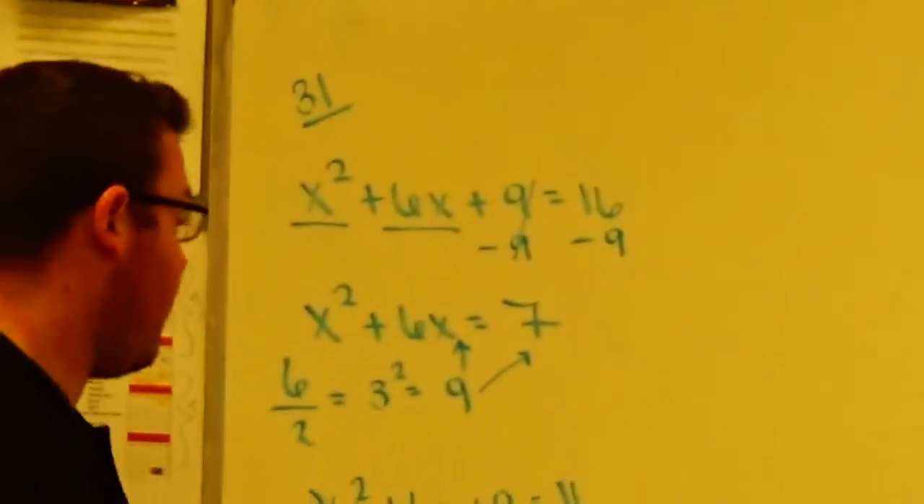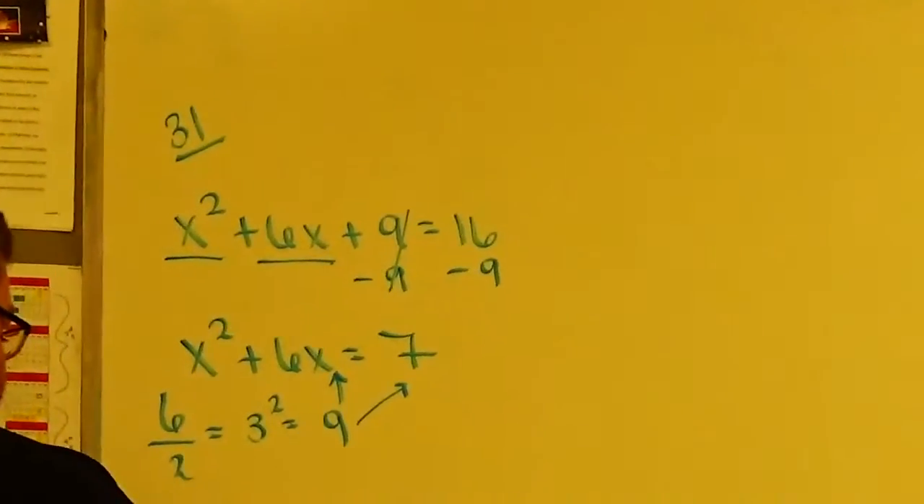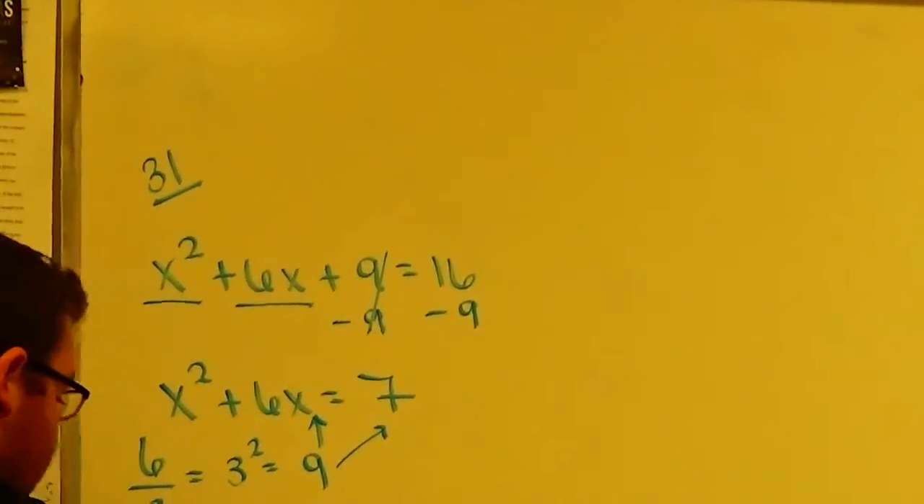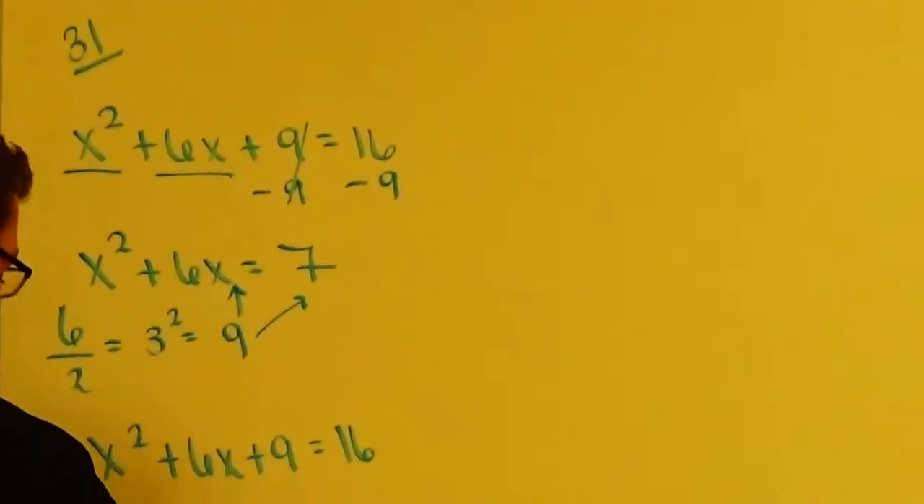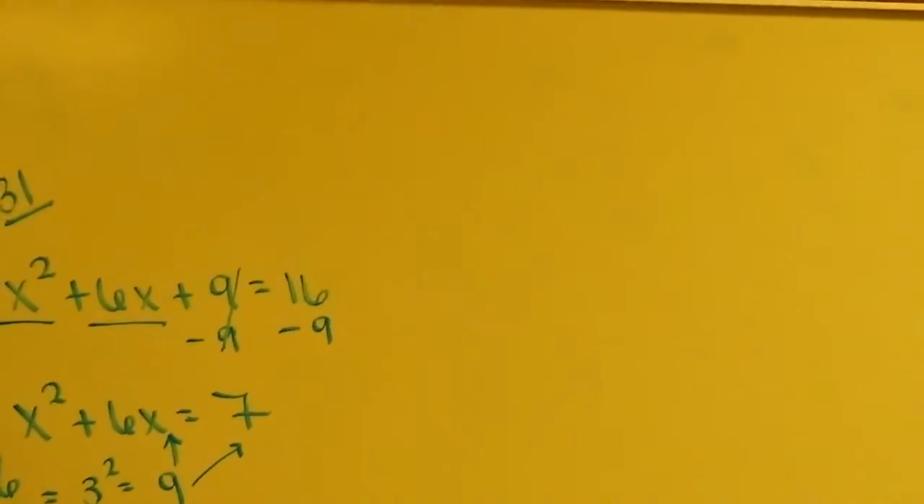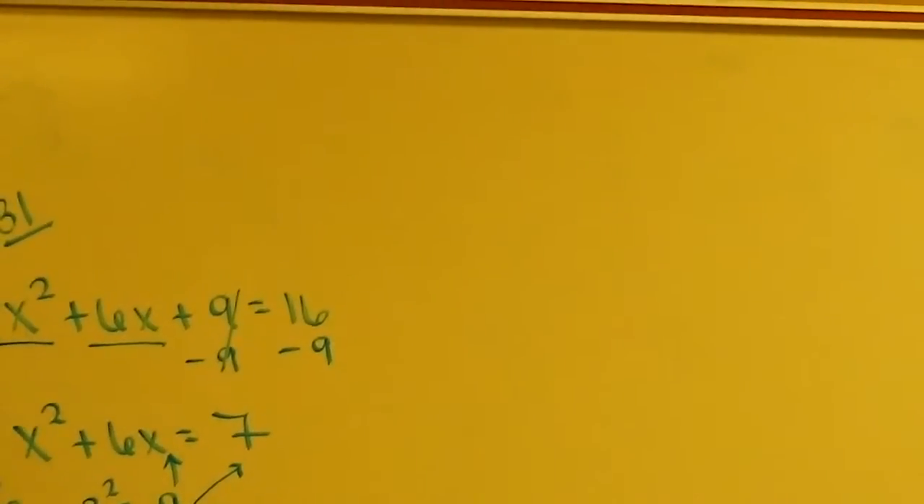Factor. All right, how do we factor a perfect square trinomial? Well, we take the first term, take the square root of it. That's square root of x squared is x. The sign on the middle term plus the square root of the constant, there's 3, all that squared, and it equals 16.